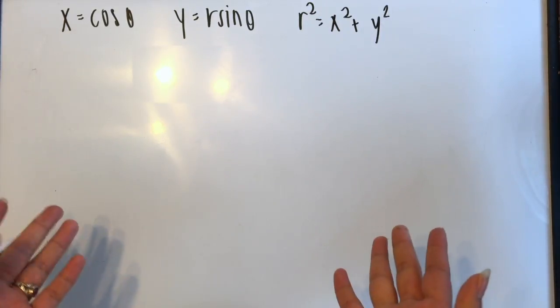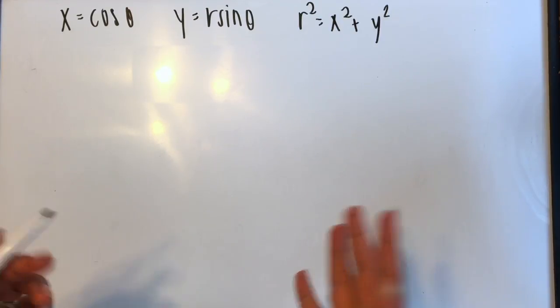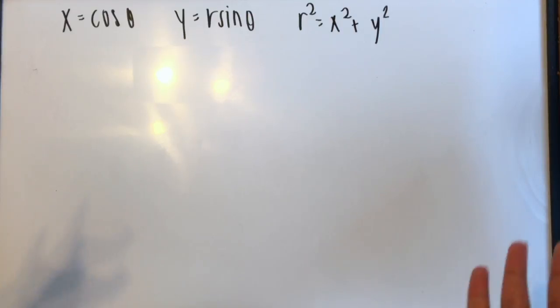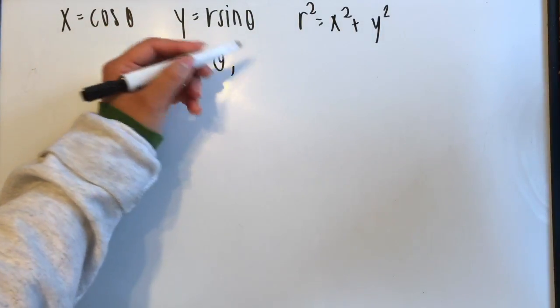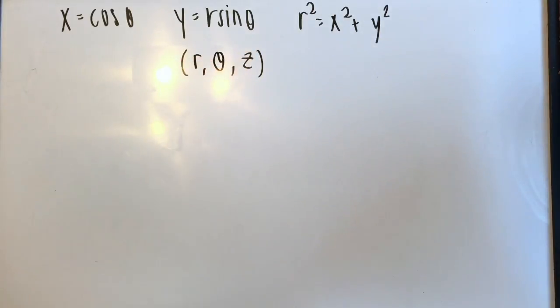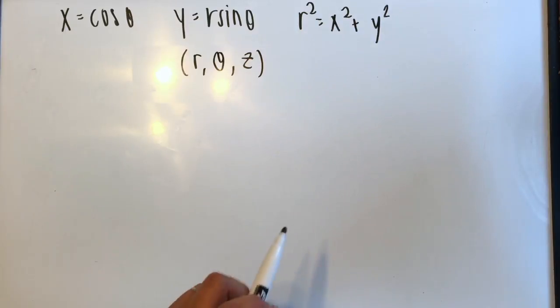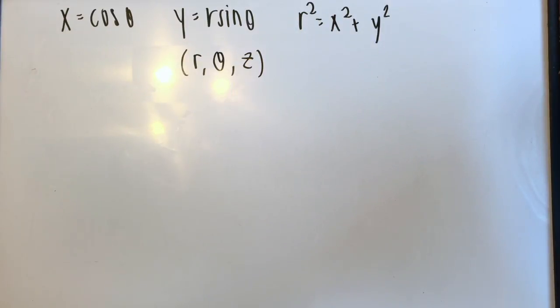Now, in the cylindrical coordinate system, a point P in 3-dimensional space is represented by the ordered triple of r, theta, and z. So as you can see, r, we would get it from here. Theta, we would obviously get it from here. And well, our z will be our z.